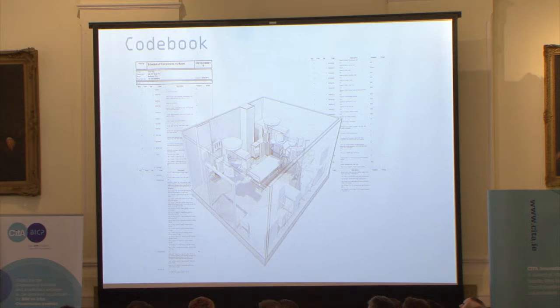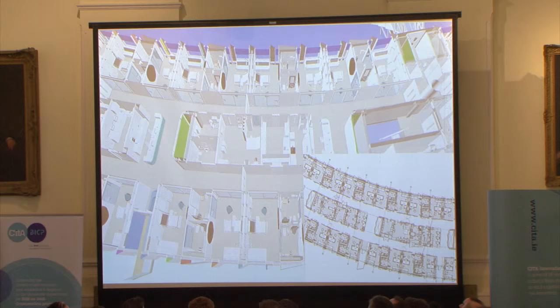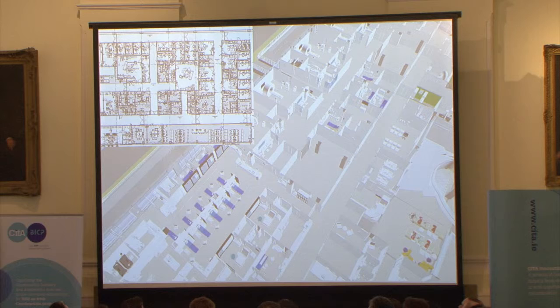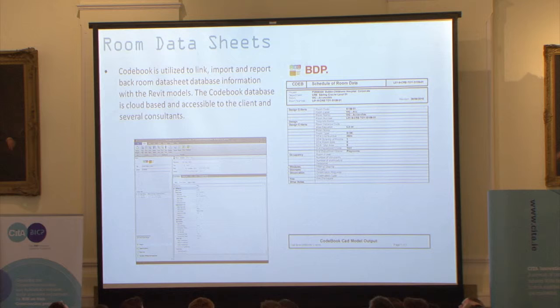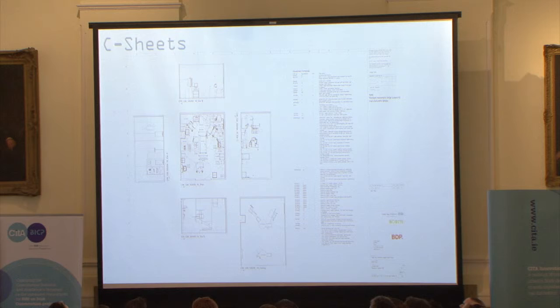Just an example of some work that we're doing at the moment. This is level 6. You can see we're filling up all the rooms with the FF&E elements after all the user group meetings have happened. Another view from ground floor level, just showing the complexity of the building. All these elements are linked to the room data sheets, and it works both ways. If you make a change to the room data sheets, it'll update the model and vice versa. And then from Revit and Codebook, we create these C sheets, and there are thousands and thousands of these C sheets, and they're being updated according to the user group meeting outcomes.